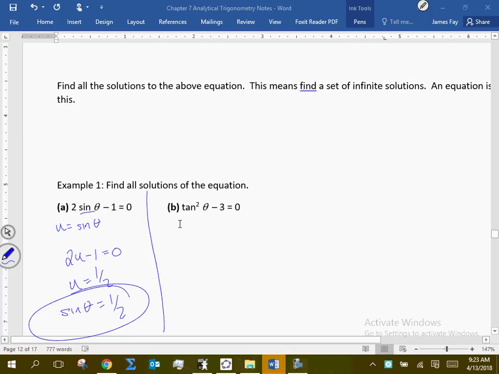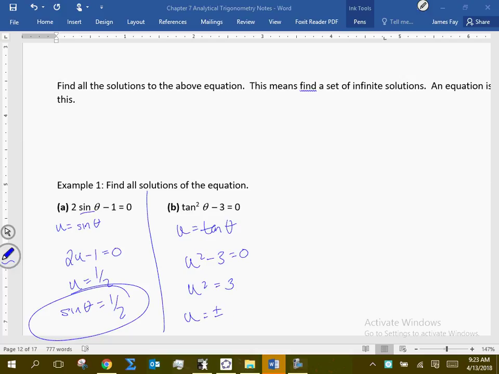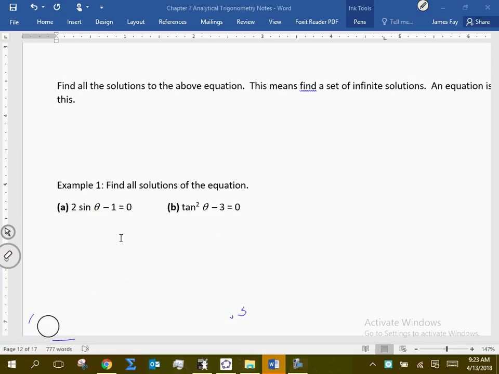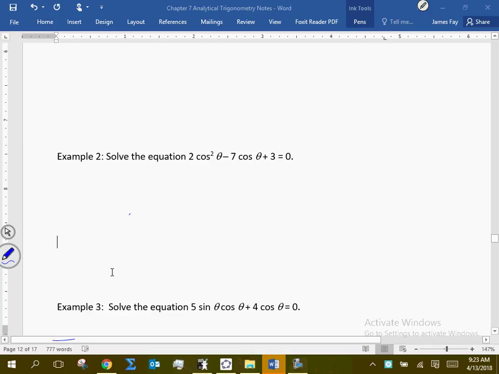Same idea over here. What would I let U be here? Tangent. So U is equal to tangent of theta. So then you get U squared minus 3 is equal to 0, right? Well, you can use what we call the square root method here. U is going to be plus or minus root 3, but U was tangent, right? Is that okay with everybody? I think that's a technique that you can use. I don't think many people will ultimately eventually use that with these kind of Algebra 1 equations, but I do think it might be something beneficial to use here in example 2.